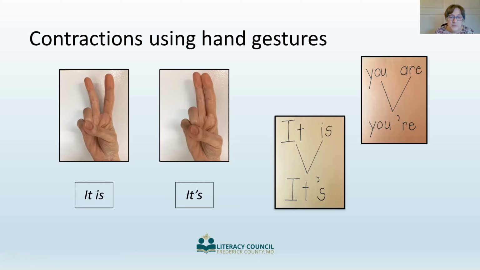You can also make written visual aids showing contractions if you're teaching them as part of a reading or writing instruction. And again, the slide shows how these written examples would illustrate the two words being combined into one in a V shape, similar to the hand gesture.